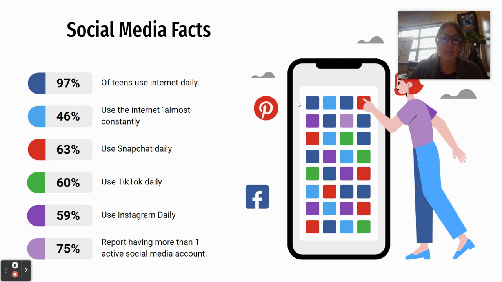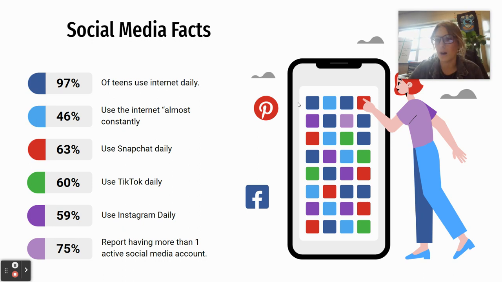Now, 46% of teens use the internet almost constantly. So this isn't just in class, but this is also outside of school, when they get home from school, at night, after dinner, before dinner. 46%. That's a lot. That's almost half this classroom.